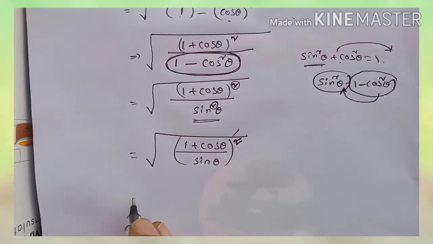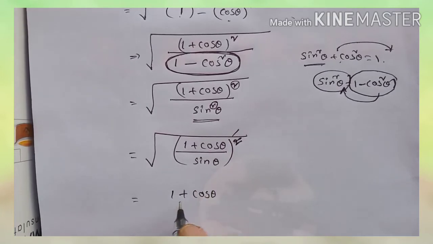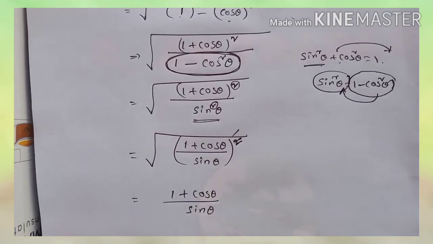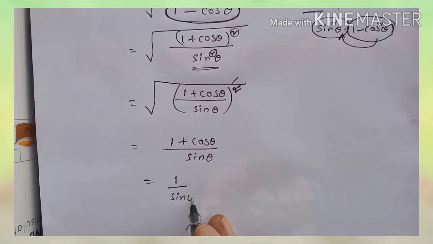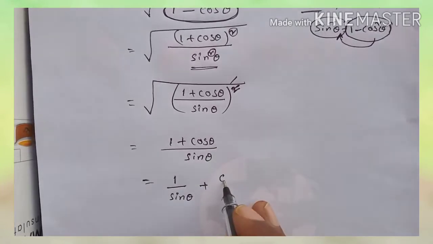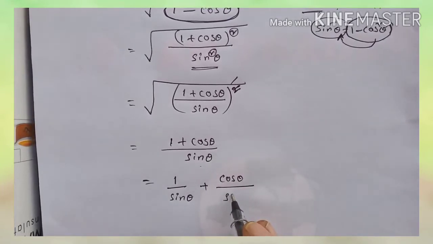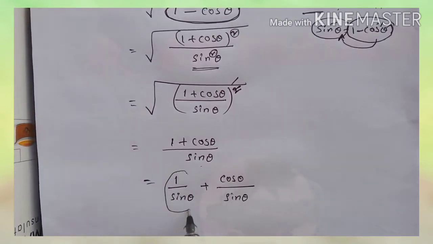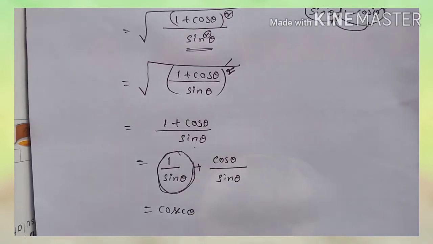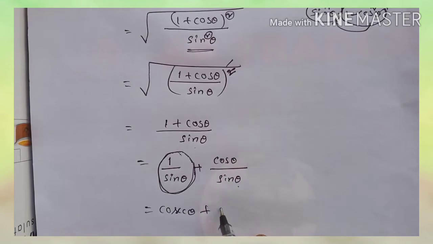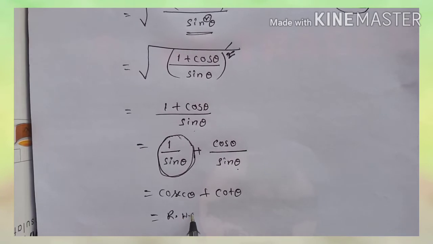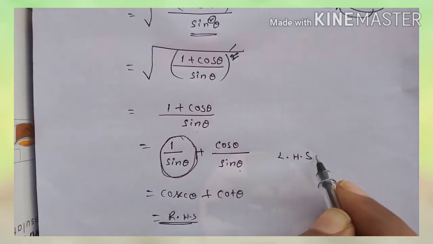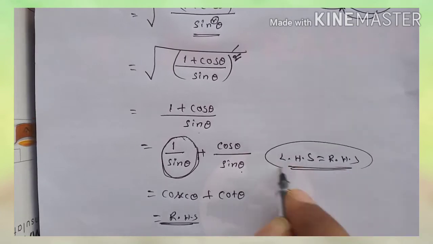Now the square and square root cancel. Now 1 plus cos theta by sin theta. The first term is 1 by sin theta, plus the second term cos theta by sin theta. We know 1 by sin theta, the reciprocal of sin theta, is cosecant theta, plus cos theta by sin theta is cot theta, which is the RHS part. We can write the conclusion as LHS is equal to RHS.